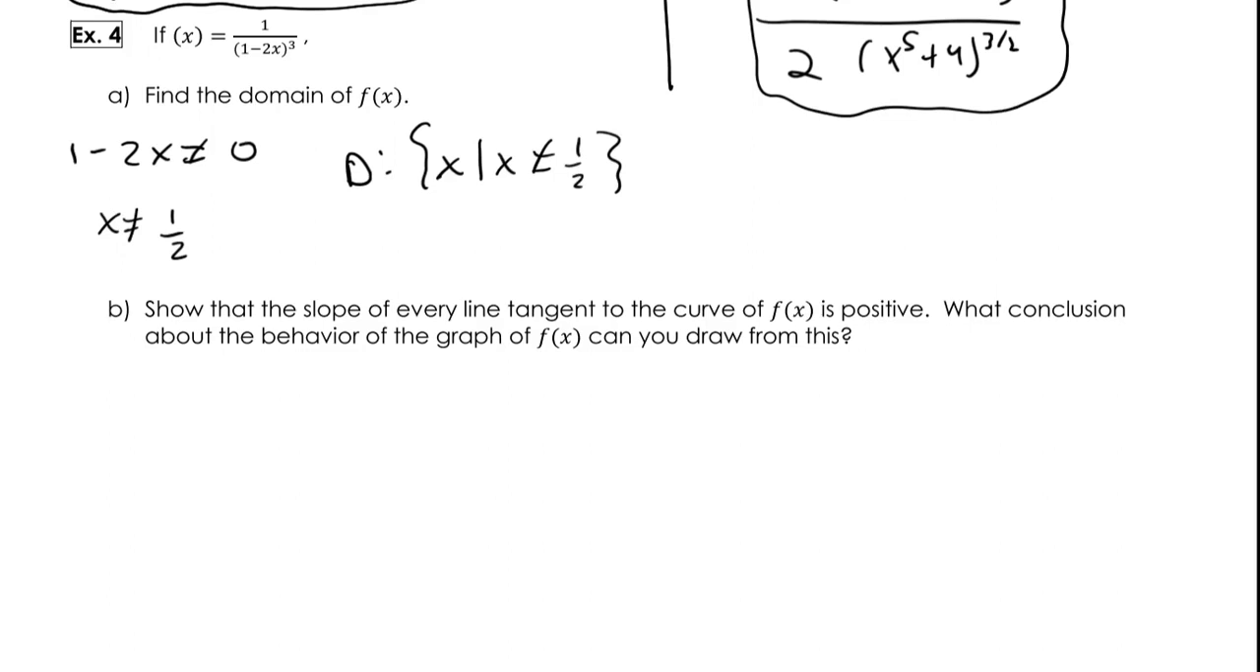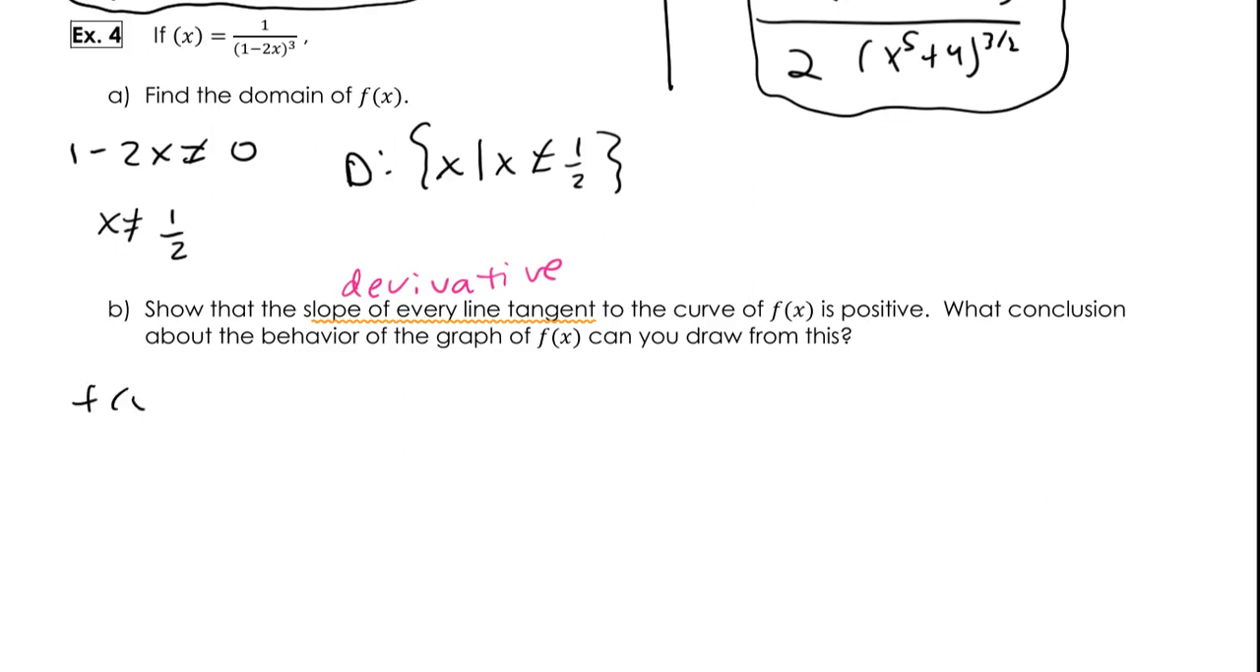Show that the slope of every line tangent to the curve is positive. Well, guys, you know what this means. What does it mean if they say the slope of the line tangent? We are for sure thinking derivative. So we want to show that the slope of every line tangent to the curve is positive. So what are they really saying? Aren't they saying show that f prime is positive? Okay, well, how about we start by finding f prime?